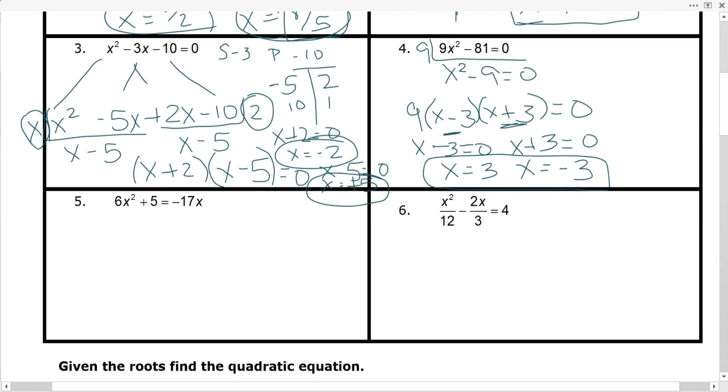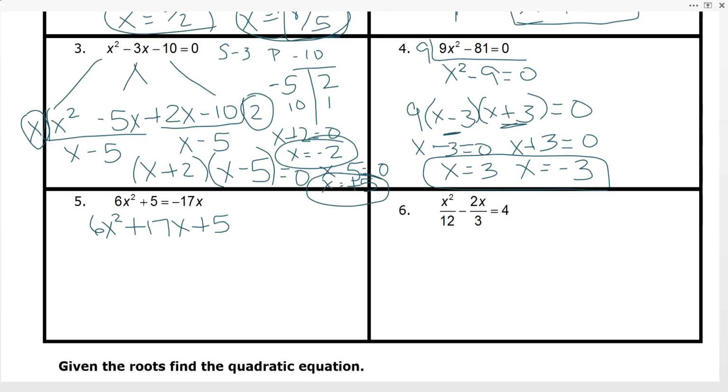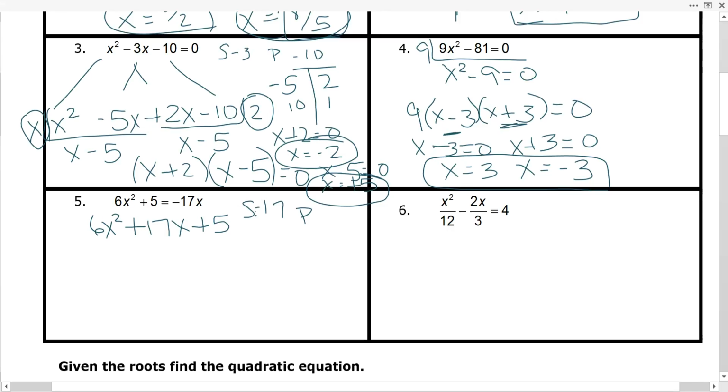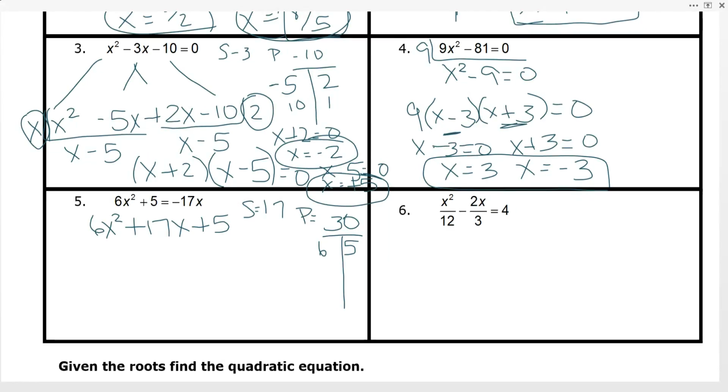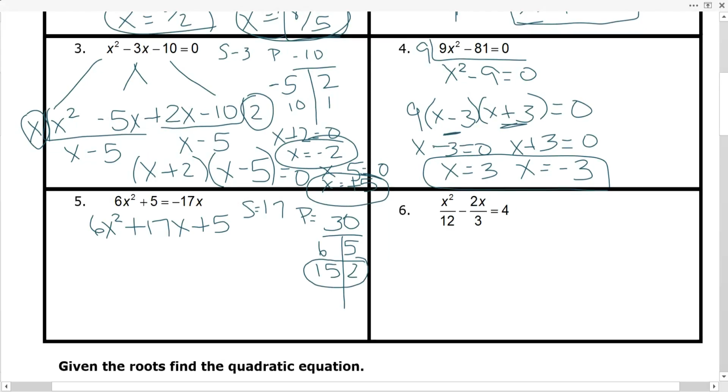Number 5 and number 6 are not solved and set equal to 0. So I'm going to add 17x to both sides, so I end up with 6x squared plus 17x plus 5. There is no greatest common factor to factor out, so I'm going to have a sum of 17 and a product of 30. My factors are 6 and 5. Everything's positive, so I'm only looking at positive numbers pretty much. 15 and 2, which happens to be what multiplies or adds up to 17.